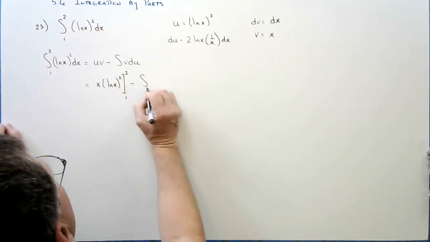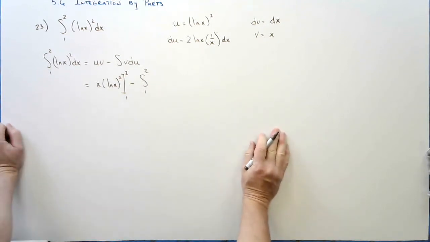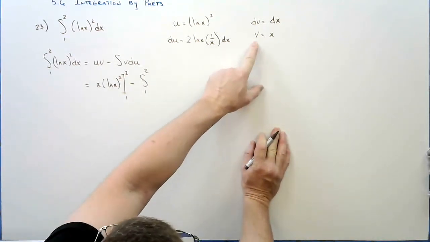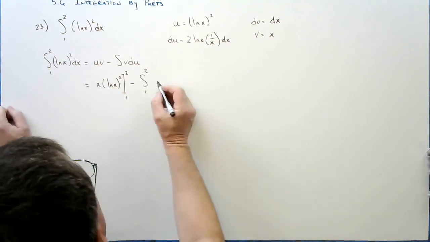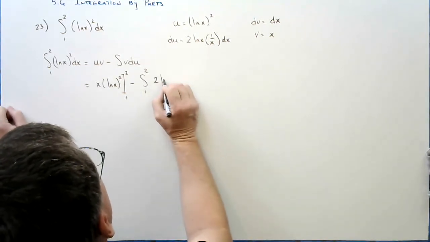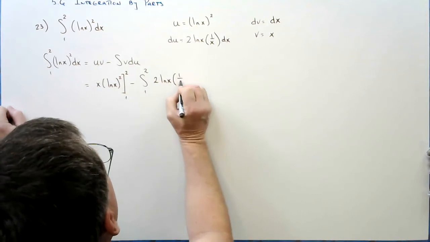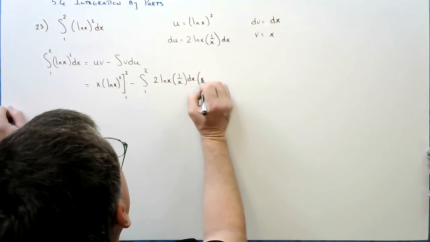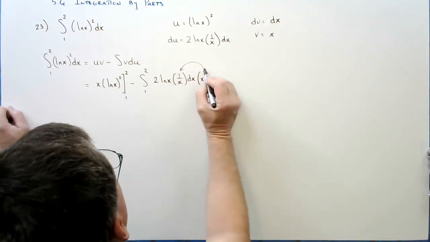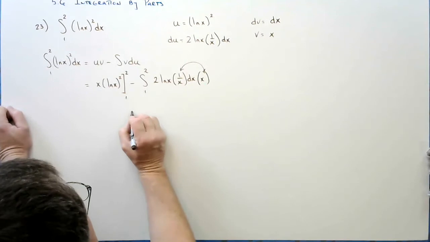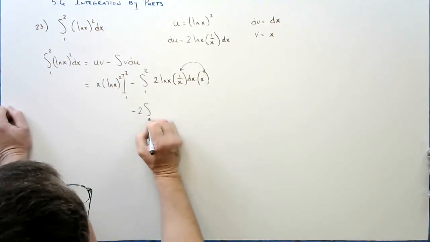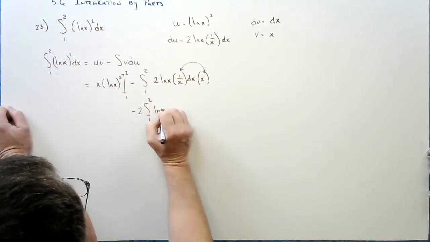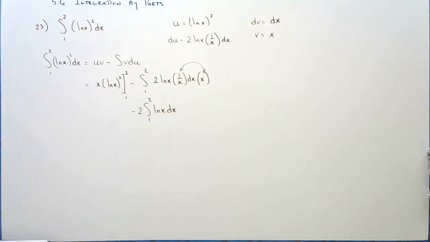Minus the integral from 1 to 2. And what do we have here? We have v du. All right, we can write the whole thing out. We have 2, we have ln of x, we have 1 over x, we have dx, and we have x. Well, the x times the 1 over x is 1. The 2 goes in front, so we have minus 2 times the integral from 1 to 2 of the natural log of x dx. I did that integral for you in your notes. Right, I showed you how to do that. It's an integration by parts problem.